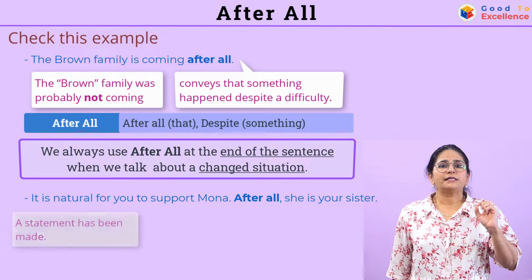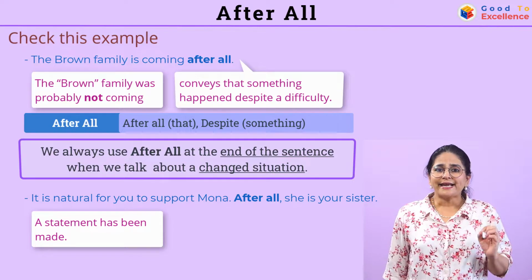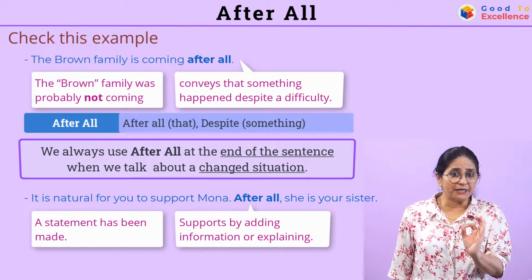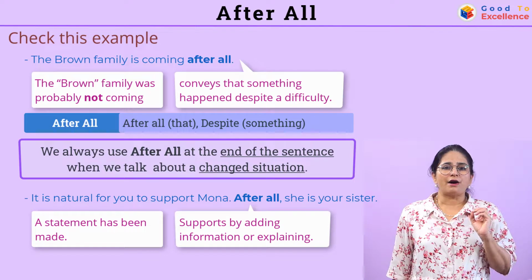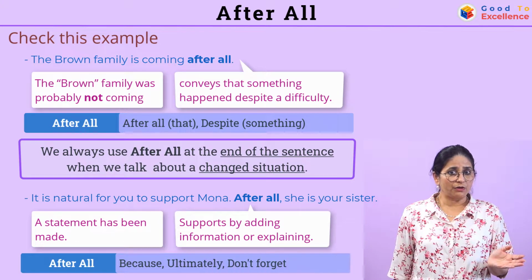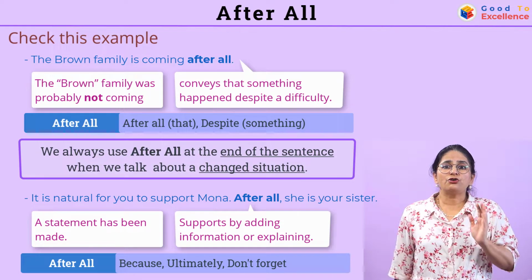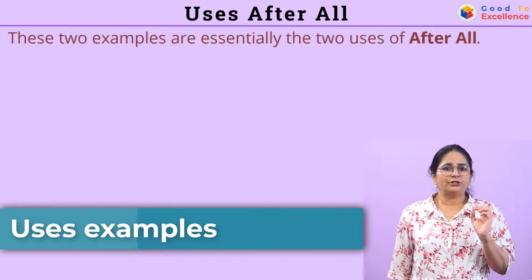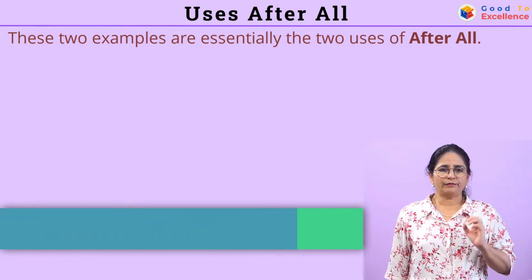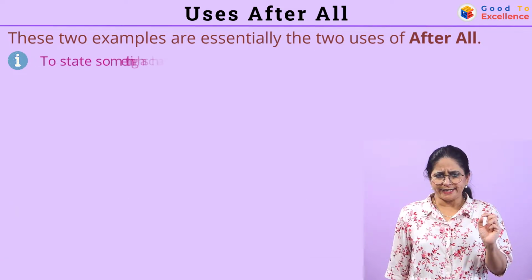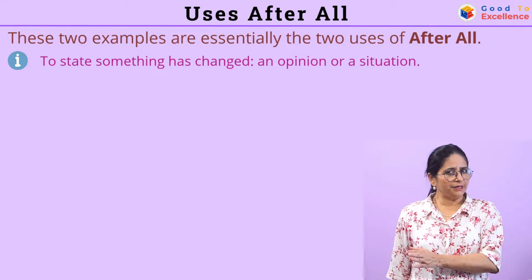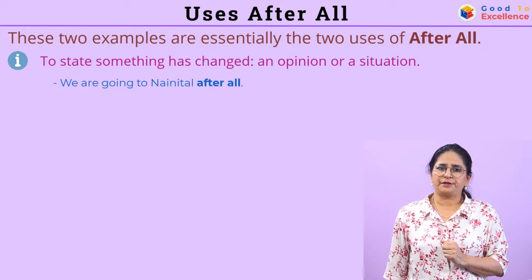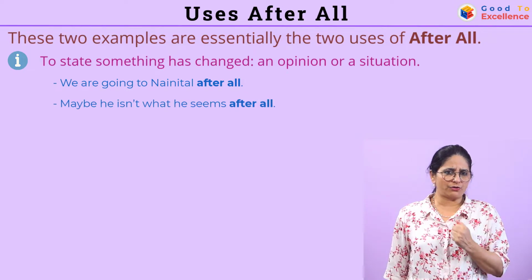In this example, a statement has been made. The second sentence supports the first by adding information or explaining. We may think of after all as because, or ultimately, or don't forget that. These two examples are essentially the two uses of after all. First one, to state something has changed, an opinion or situation. We are going to Nainital after all. Maybe he isn't what he seems after all.